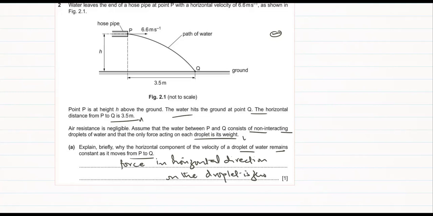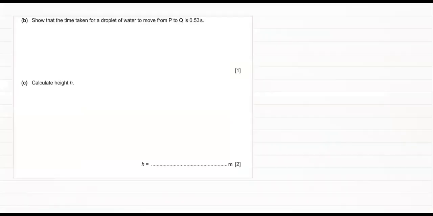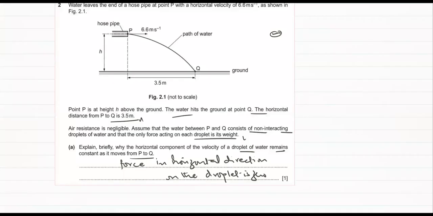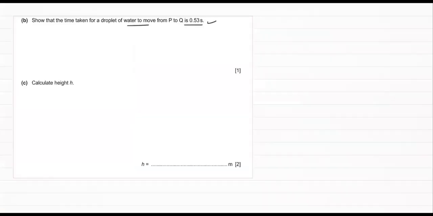Next part. Show that the time taken for the droplet to move from P to Q is 0.53. Let's have a look at the values. Yes, the distance is 3.5 and the speed is this. That's a 1 mark question, so look at the marks as well. 3.5 divided by 6.6 comes to 0.53 seconds.